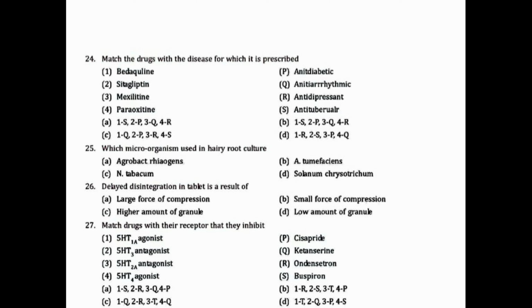Question number 27. Match drugs with the receptor they bind. 1. 5-HT1 agonist, 2. 5-HT3 antagonist, 3. 5-HT2A antagonist, 4. 5-HT4 agonist. P. Cisapride, Q. Ketanserin, R. Ondansetron, S. Buspirone. What is the correct answer for question number 27? Option A is the correct answer. 1S, 2R, 3Q and 4P. That is 5-HT1A agonist Buspirone, 5-HT3 antagonist Ondansetron, 5-HT2A antagonist Ketanserin, 5-HT4 agonist Cisapride.